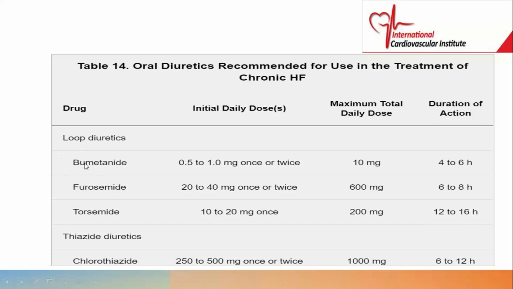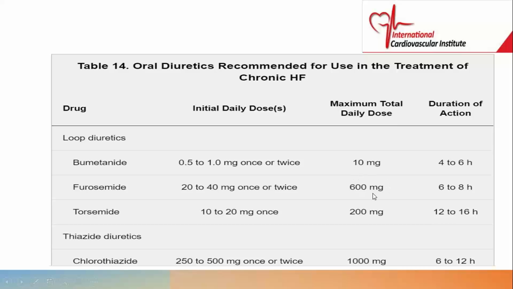Okay. So these are the diuretics that we use. Bumetanide, known as Bumex, we usually start with a low dose, 0.5 to 1 milligram once or twice daily. The maximum dose is 10. The duration of action is about 4 to 6 hours. Furosemide, Lasix, you start with 20 to 40 once or twice per day. You can go up to 600.